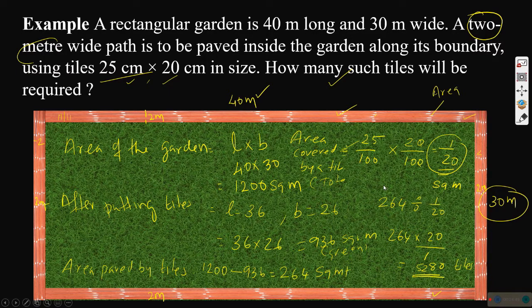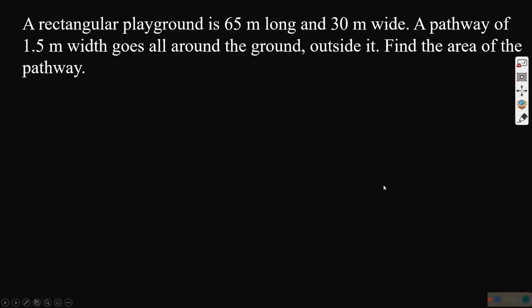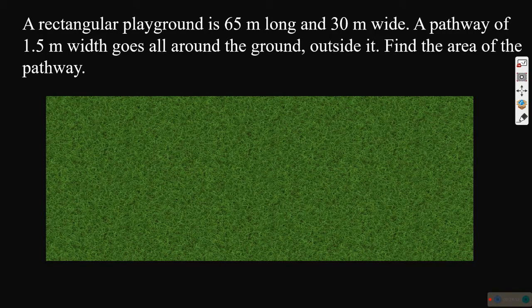Okay, let me move ahead. Again, it is a rectangular playground, and it is 65 meter long and 30 meter wide. Again, a garden, playground, yoga mat, all these have a rectangular shape. We don't bother about what it is, but we are bothered about the shape of it. Now a pathway of 1.5 meter width goes all around the ground outside it. This word is very important.